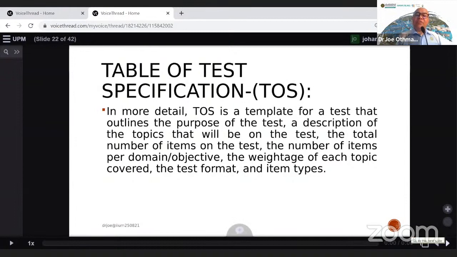So it's a template for a test that outlines the purpose of the test, the description, the topics to be in it, the number of questions, and the number of items for each topic, how many items, is it low order or high order, and so on. The test format, is it MCQ, is it true and false, and so on. So in a way, in one word, it is a test blueprint.